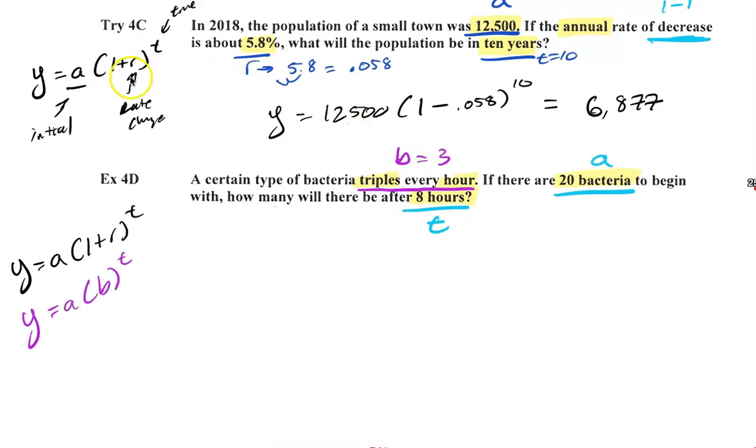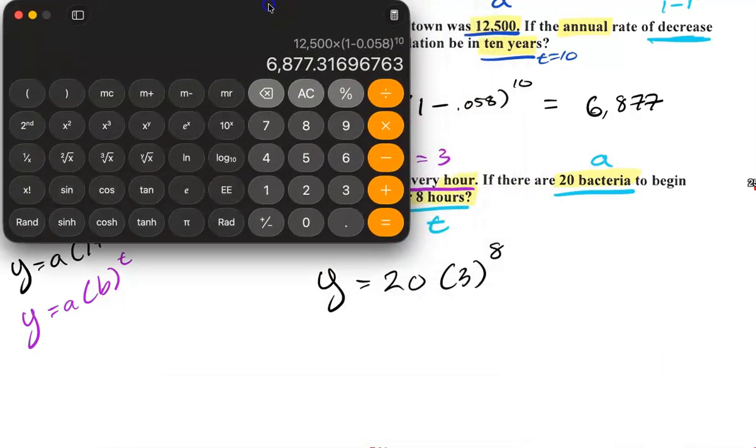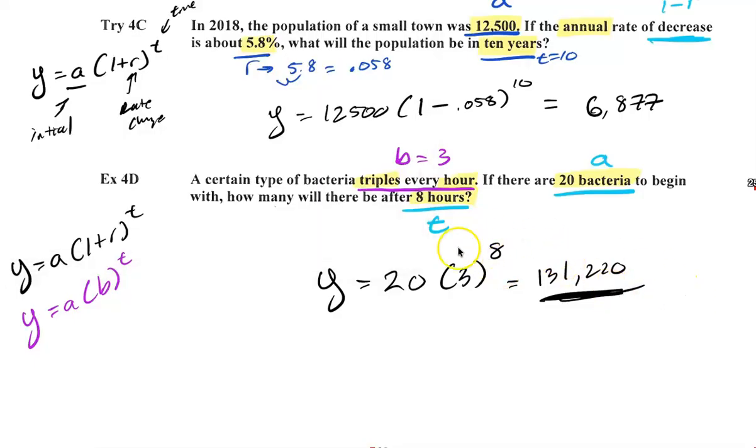We use that formula if they tell us a rate of increase or decrease. We don't have that. We just have, oh, it triples every hour. So every hour it's multiplied by 3. That's our B. So our formula is going to be Y equals 20 times 3 to the 8 hours. And now we can type it into our calculator. Application problems, we use a lot of calculators. So 20 times 3, again using the power key, to the 8th. And we get 131,220. That's a lot of bacteria in 8 hours. They grow. Anyway, that's the lesson.